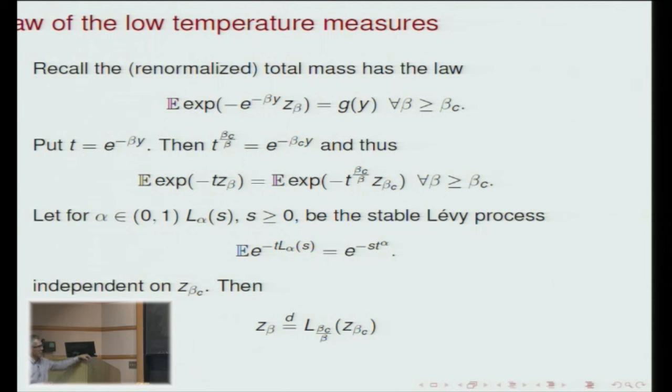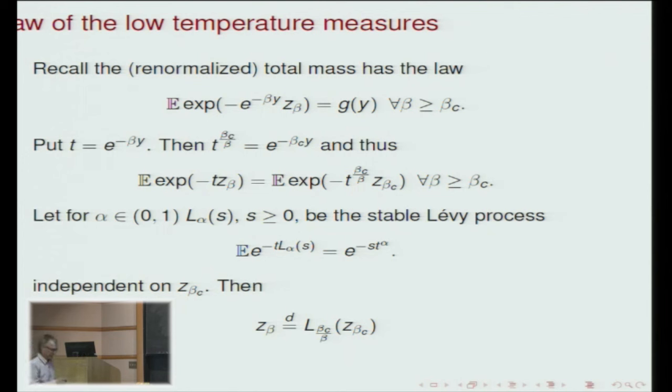Well, you just compose this random variable with an extra random variable. Take the Levy process with the index alpha, which is between 0 and 1. Then its generating function t transforms to t to the power alpha. So I just read this beta critical over beta, and I see that the low temperature is, in distribution, given by the critical composed with the Levy process.